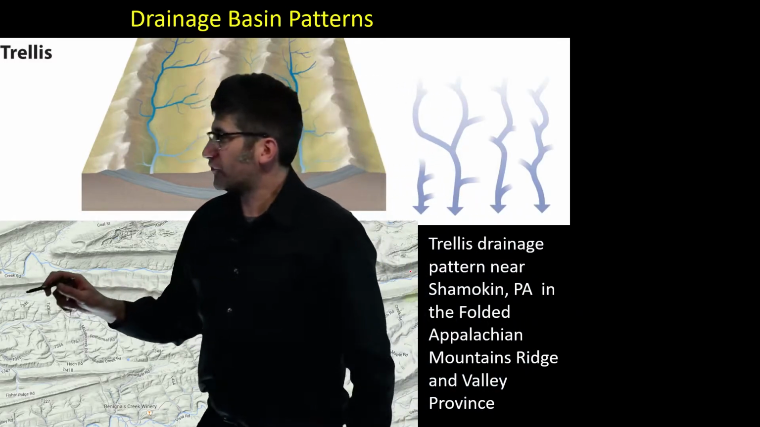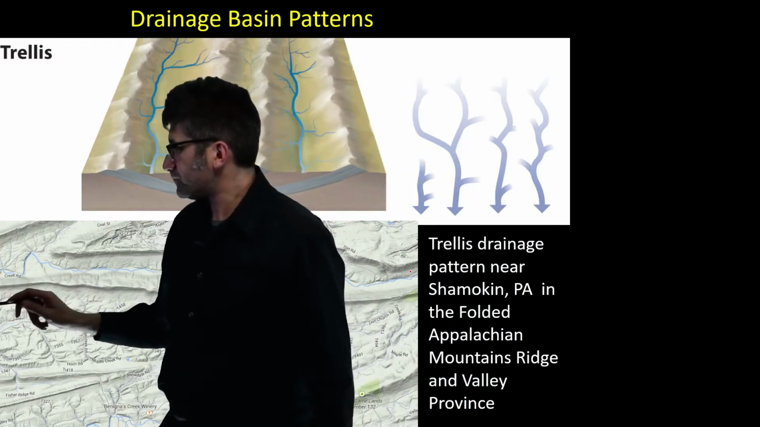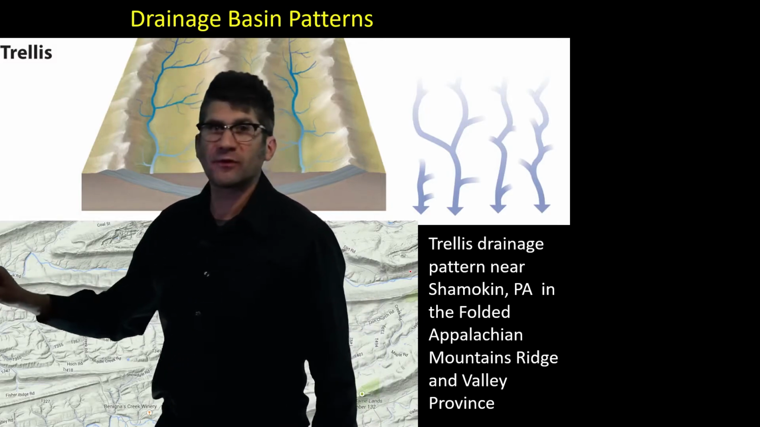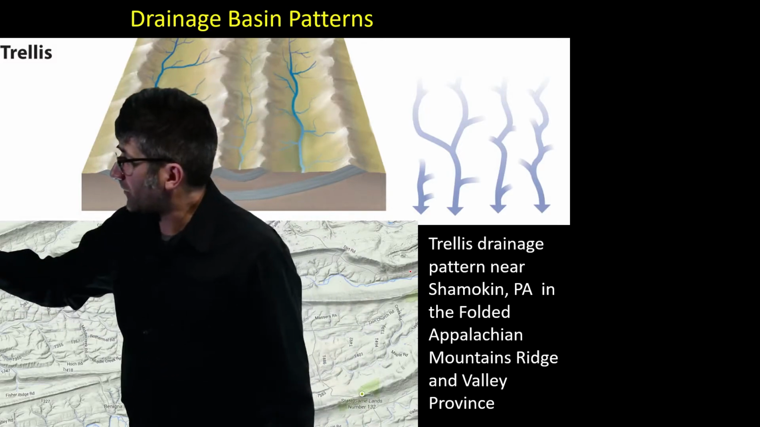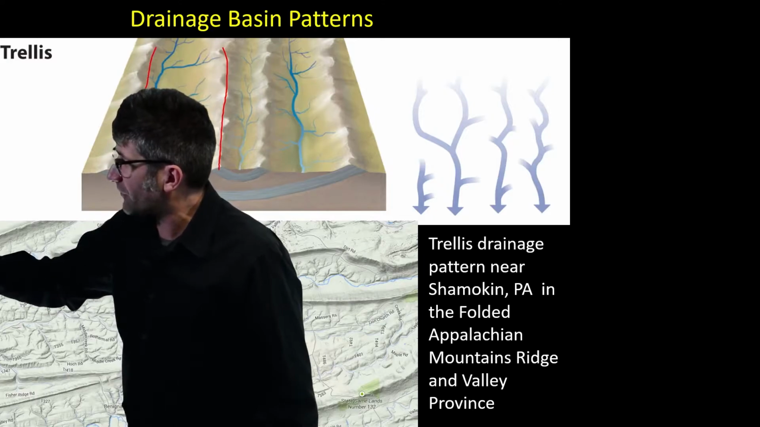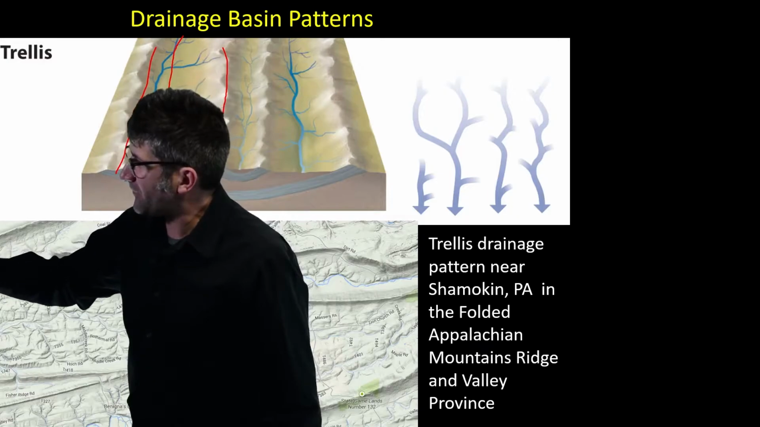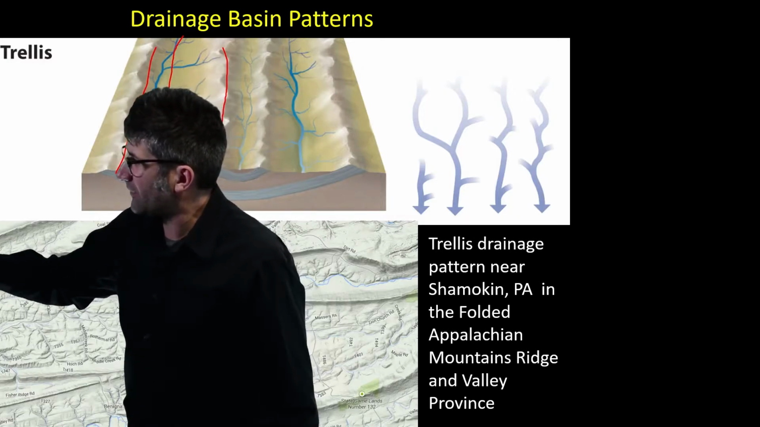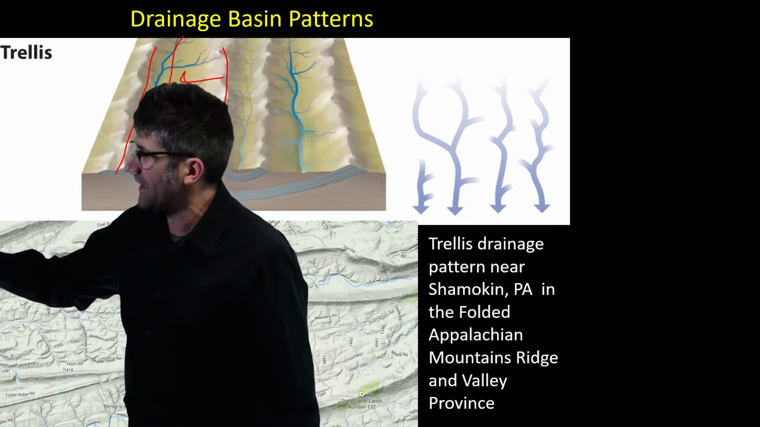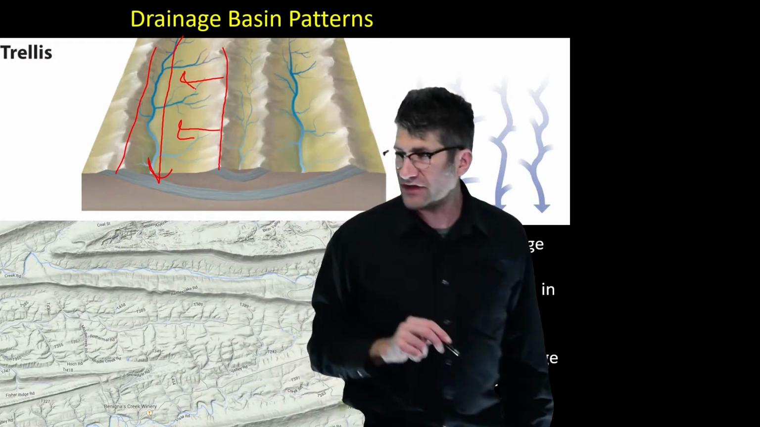And so for the trellis drainage basin, here we're looking at some, also from Pennsylvania, where we have faulted and folded terrain. And so we end up with these ridges associated with synclines. And so you end up with a main stem going down the middle of the syncline and then smaller tributaries feeding in. So that would be a trellis network.